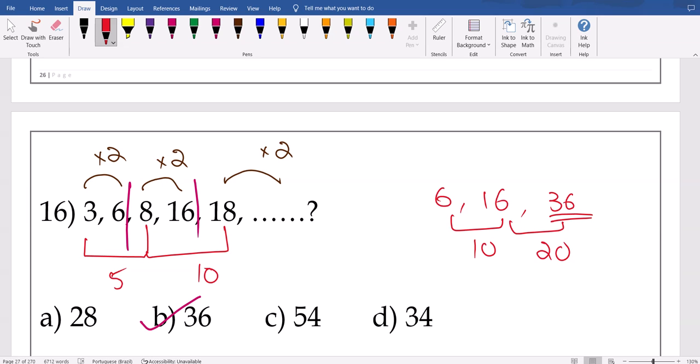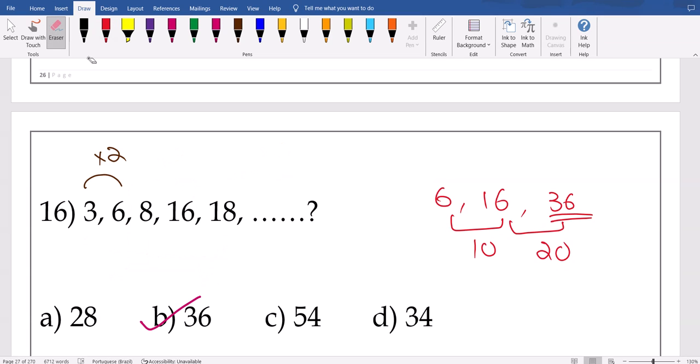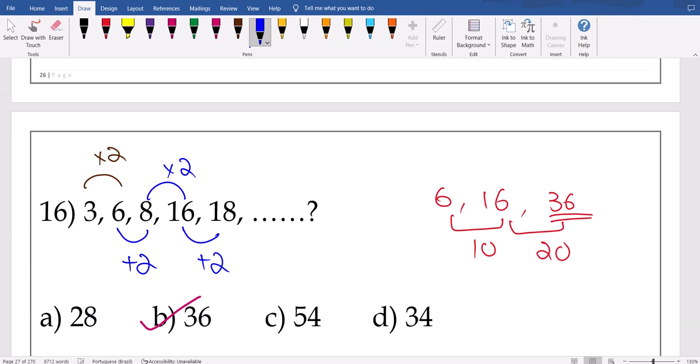Or a very easy thing, instead of confusing everyone, multiply by 2 plus 2. The logic is first to multiply by 2, then plus 2. Again multiply by 2, then plus 2. Again multiply by 2, then plus 2. Then it should be 38.